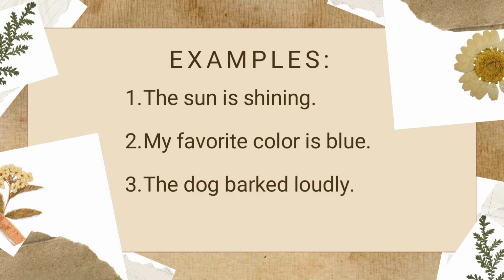We have here examples of declarative sentences. First, the sun is shining. It is an example of a declarative sentence because it tells us something about the weather. It's a simple statement of fact. We can observe this and confirm whether it's true or false.